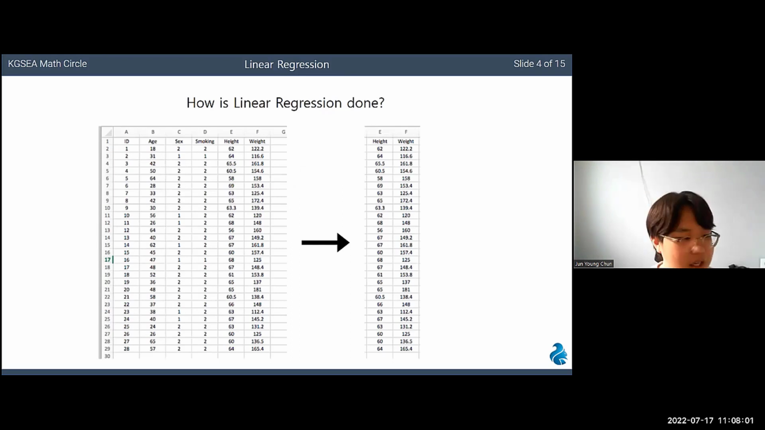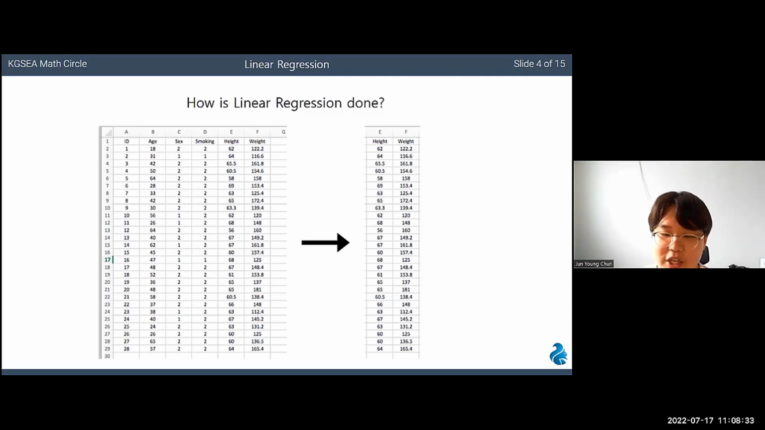This set of data in the PowerPoint consists of age, sex, where 1 is female and 2 is male, and whether they smoke or not, where 1 means that they do smoke and 2 means that they do not smoke, and their height and weight. But because we are doing linear regression with only 2 variables, we need a data set with just 2 factors. So from this big data set, we will consider the height and the weight factors and find a relationship between the 2 factors.